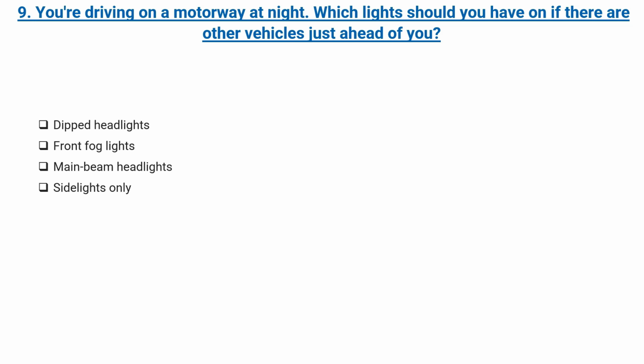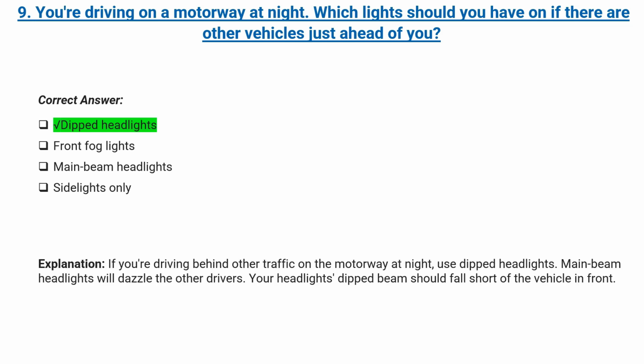Which lights should you have on if there are other vehicles just ahead of you? Dipped headlights. Front fog lights. Main beam headlights. Side lights only. Correct answer: dipped headlights. Explanation: if you're driving behind other traffic on the motorway at night, use dipped headlights.